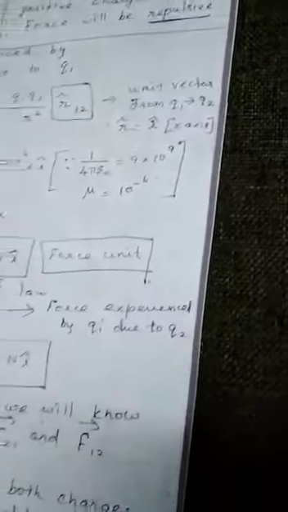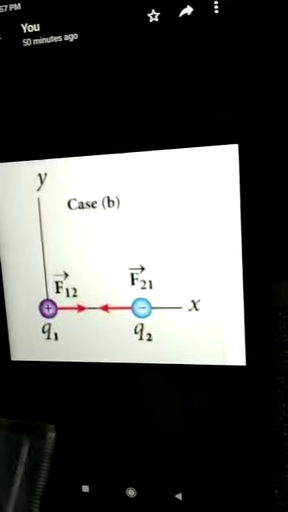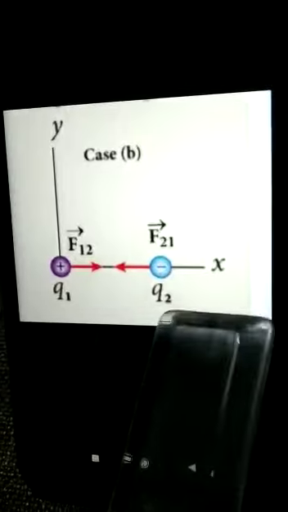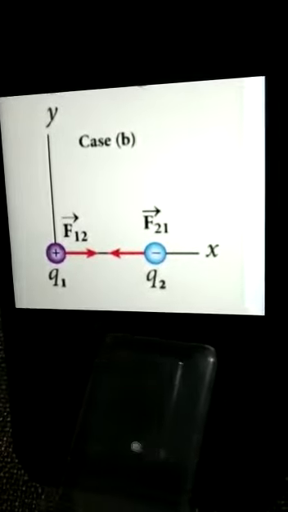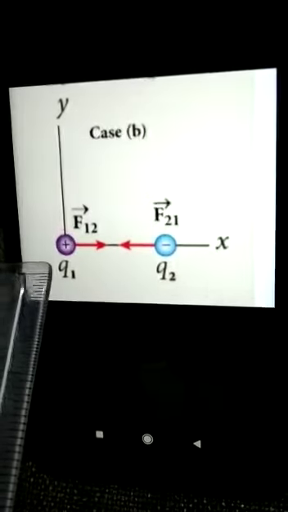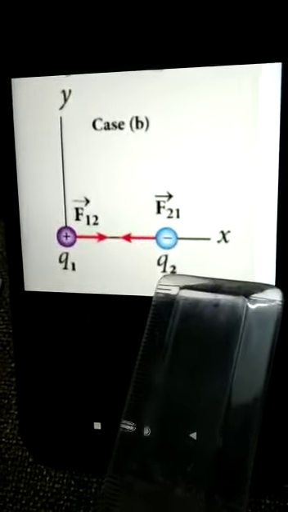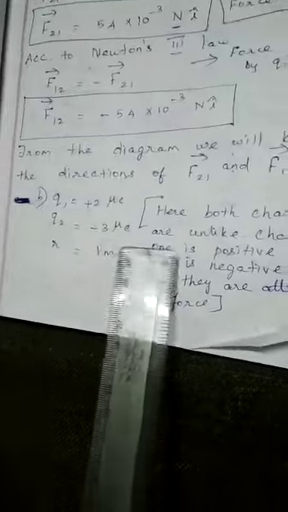Next we are going to the second case. See the second case diagram. It is given this way. What is given here? Q1 and Q2, but here the charges are not the same. Q1 is positive and Q2 is negative. Q1 is plus 2 microcoulomb and Q2 is minus 3 microcoulomb.